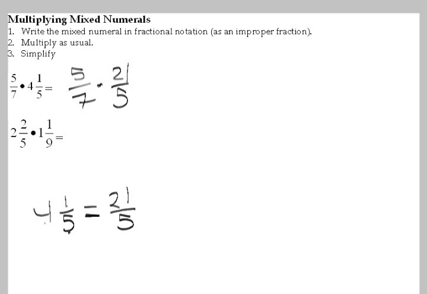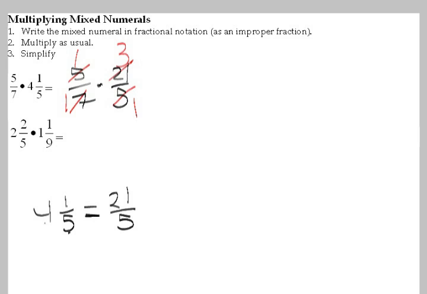And now we're going to treat it like any regular multiplication problem, and we'll look for anything to cancel. In this case, we can cancel the 5's. 5 divided by 5 is 1. 5 divided by 5 is 1. And we can also cancel the 7 and the 21. They're both divisible by 7. 7 divided by 7 is 1. 21 divided by 7 is 3.